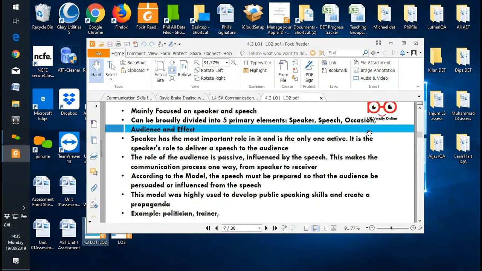So Aristotle's model is mainly focused on speaker and speech. It can be broadly divided into 5 elements: speaker, speech, the occasion, the audience and effect. The speaker has the most important role, since it's the only one who is active, although it needn't be. As we deliver these sessions at any time, because the listener is in contact, they can actually see the presenter and ask questions as and when they need to do. So it's not quite Aristotle's model. But the role of the audience is normally passive and influenced by the speech, and this makes the communication process just one way, from speaker to receiver.